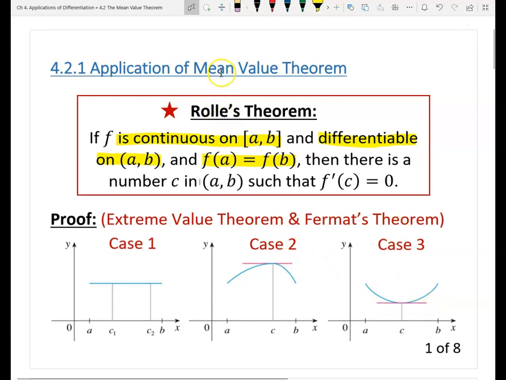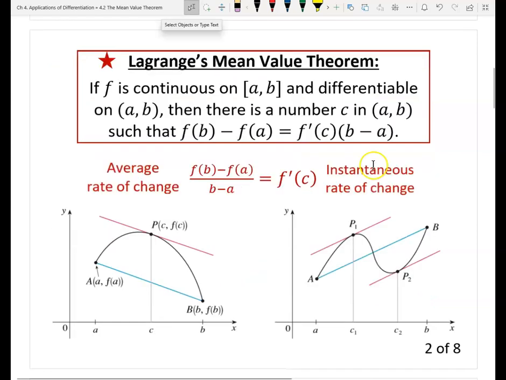Now let's go into the mean value theorem. Here is the mean value theorem, and we call it Lagrange's mean value theorem because Lagrange proposed it. Who is Lagrange? Lagrange was an Italian mathematician, right, who proposed the prime notation we knew before.